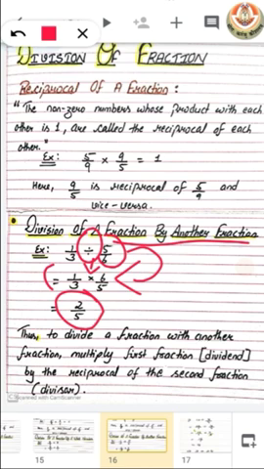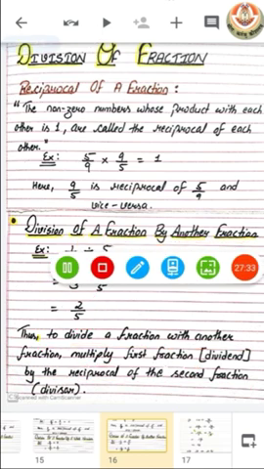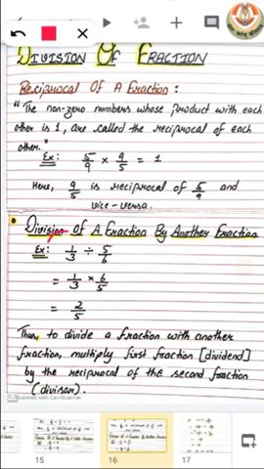So we can say that to divide a fraction with another fraction, we have to multiply the first fraction, which is dividend, by the reciprocal of the second fraction, that means the divisor fraction. We all know what is dividend and what is divisor. Dividend is who is being divided, and divisor is who is dividing the dividend.